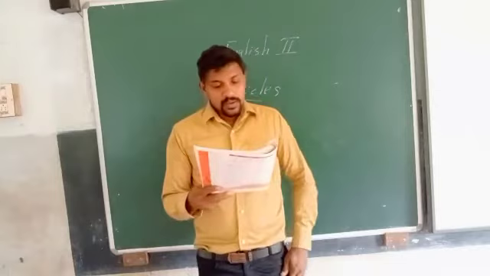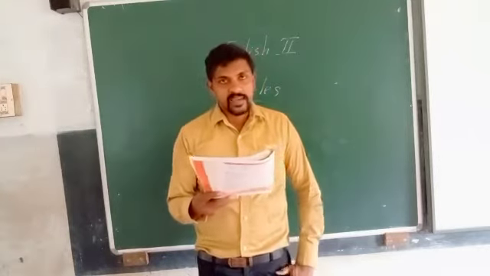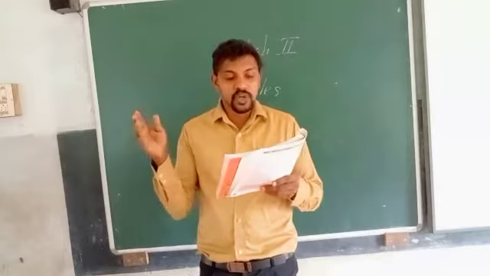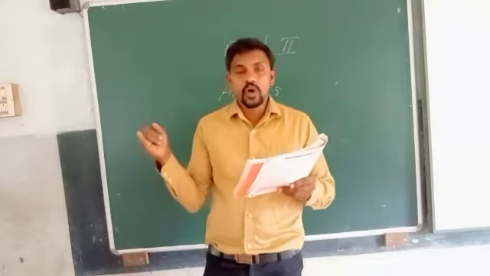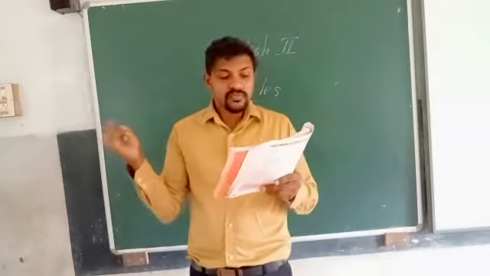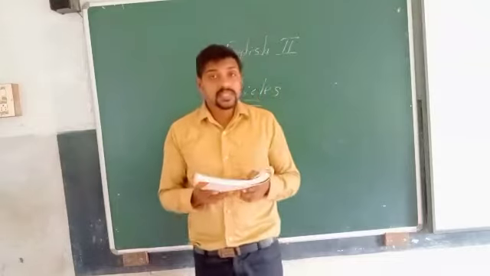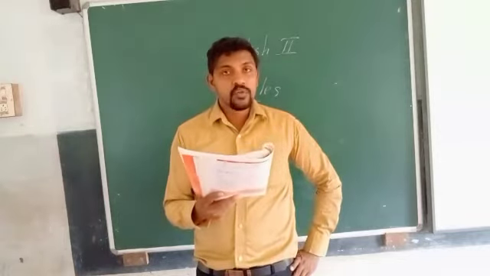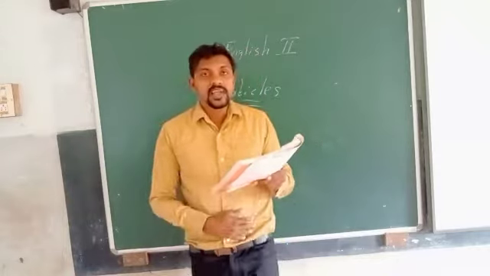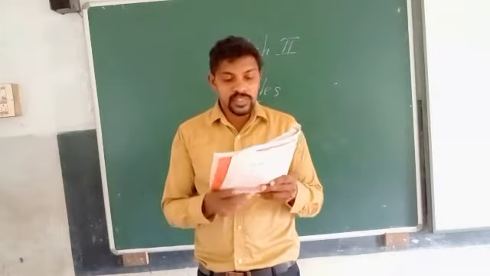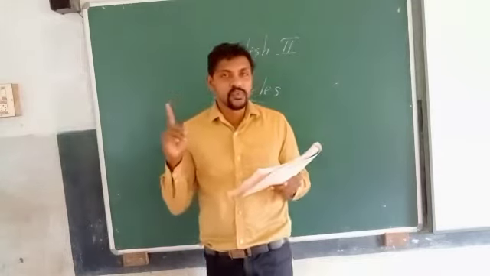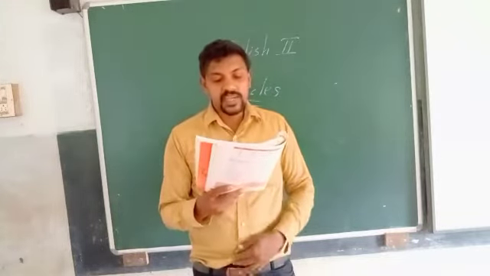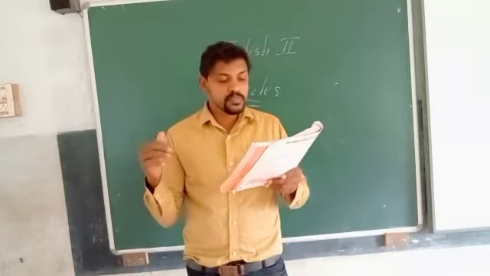Now, how to use the indefinite articles a and an. As I said before, they are used before common, singular, countable nouns: boy, girl, fan, anchor, island. A is used before nouns that begin with a consonant sound. An is used before nouns that begin with a vowel sound.